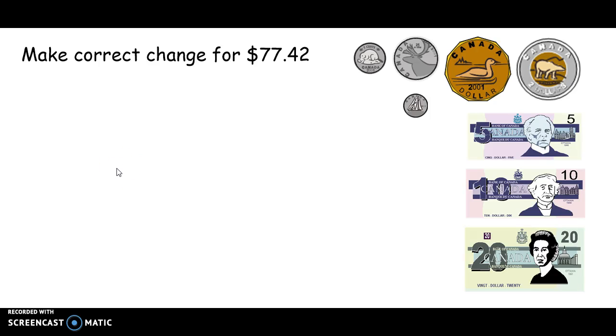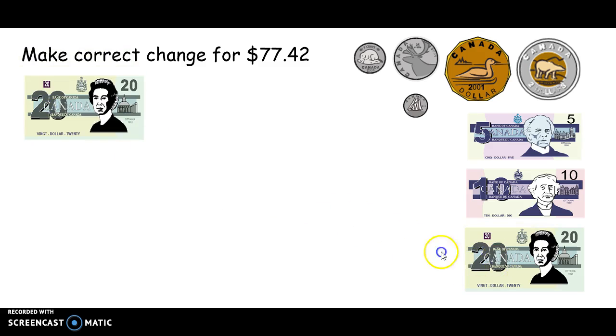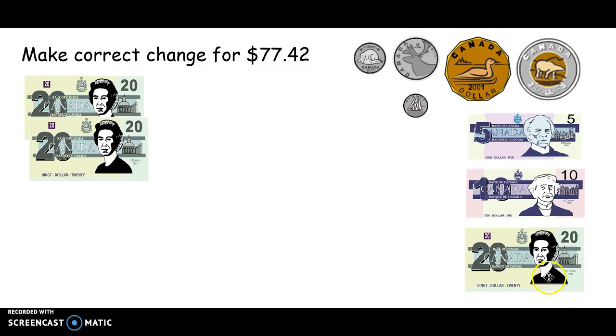We're going to estimate and then make correct change for our amount, $77.42. First of all, how much would we need to cover this amount? We would need at least $77.42 if we had it, but if we didn't have the exact change, we would have to pay a little bit more than that. Let's say, for example, we paid with $80.